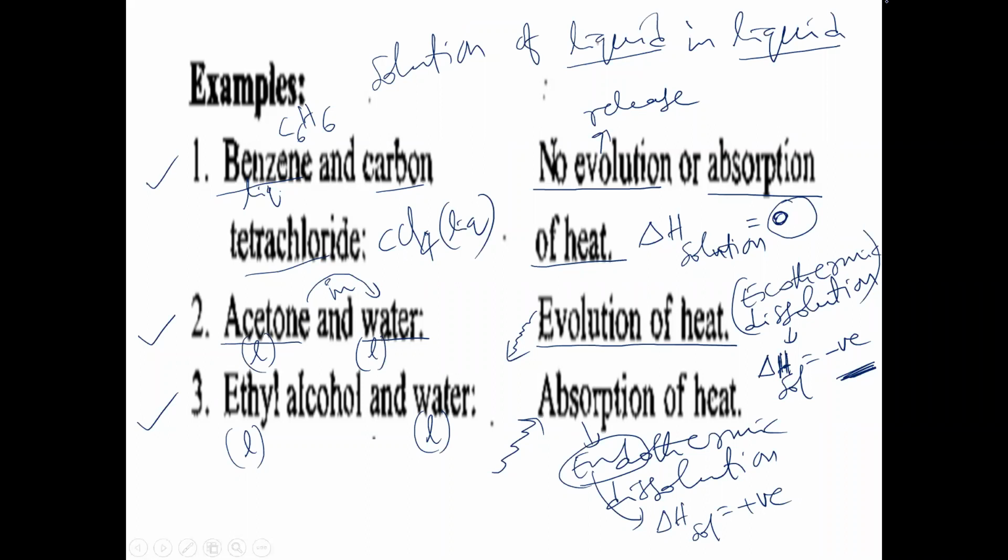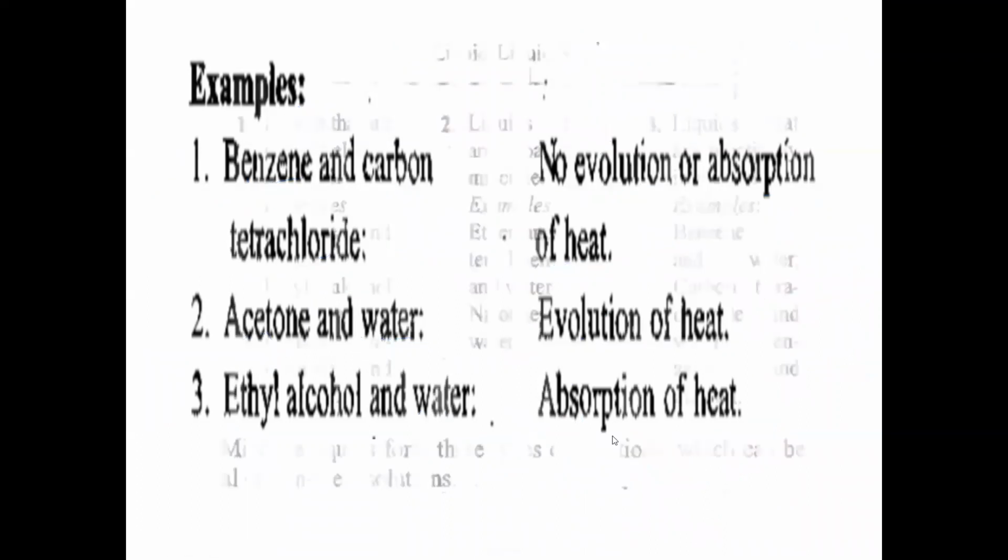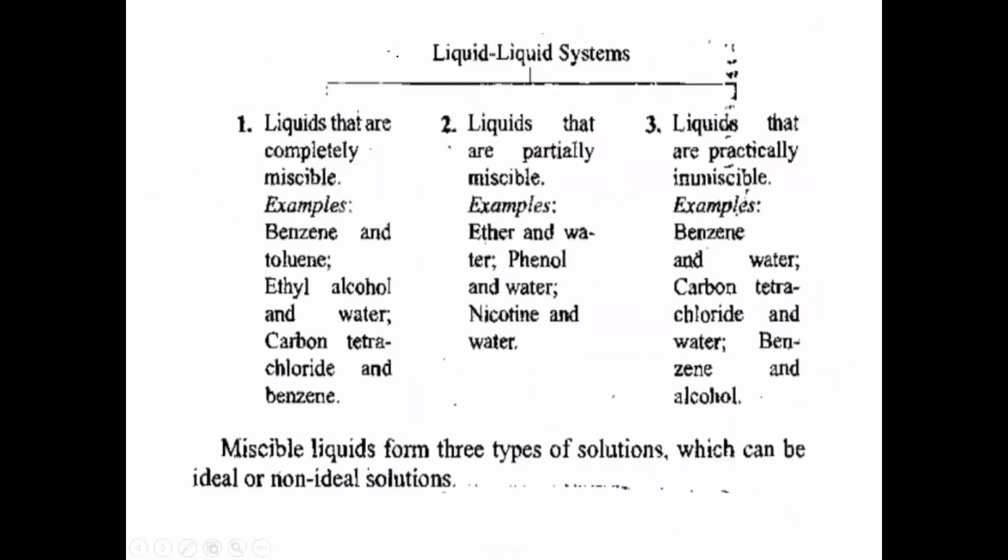So in this case, 3 types of solutions. In first case, no heat energy is released and no heat energy is absorbed. Second case, heat energy is released. And third case, heat energy is absorbed. Liquid systems means liquid solutions. Whenever a solution is formed by dissolving one liquid in another liquid, that is called a liquid system or liquid solution.